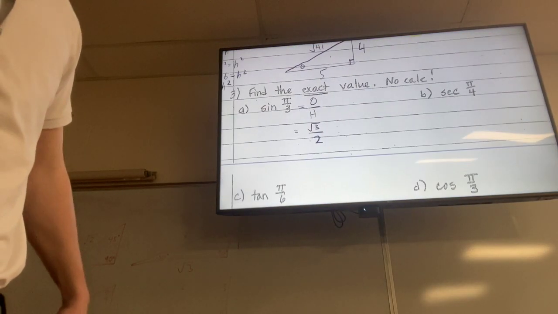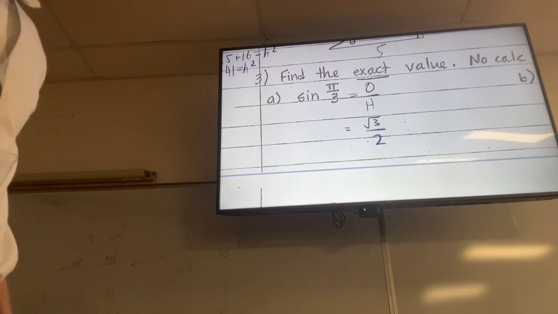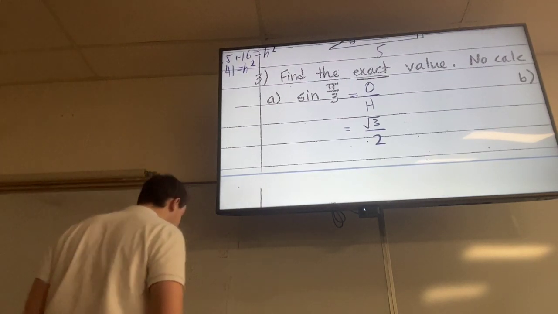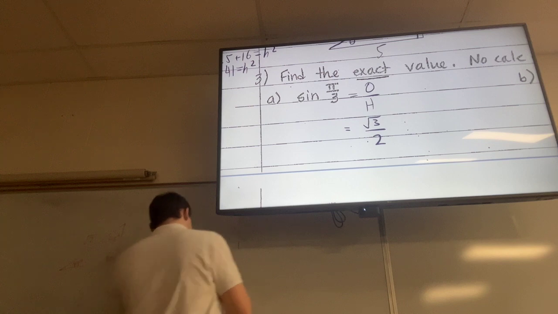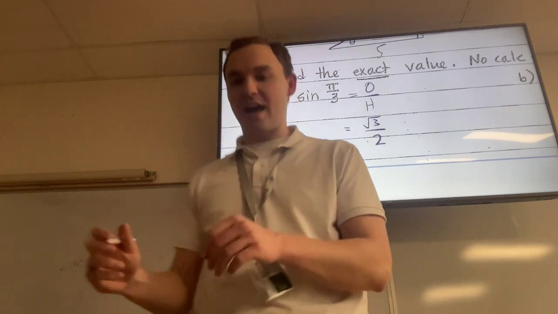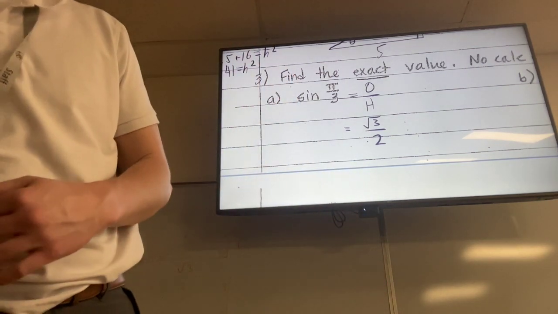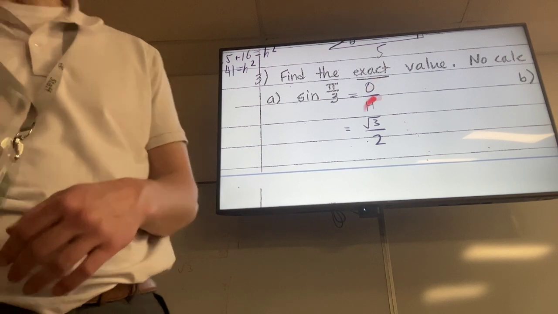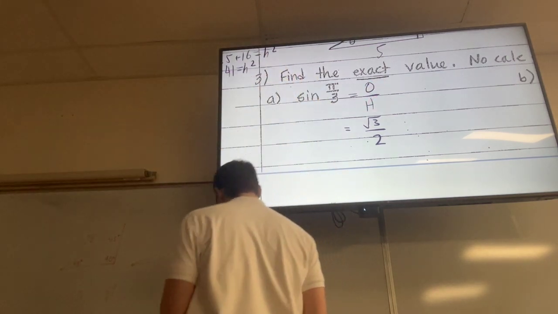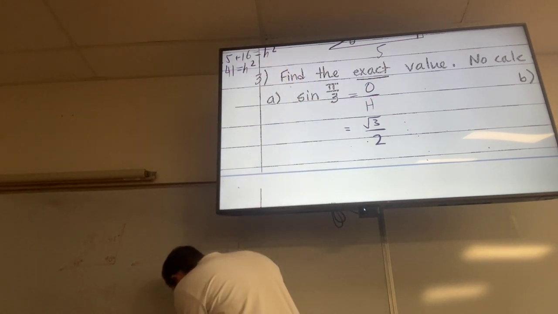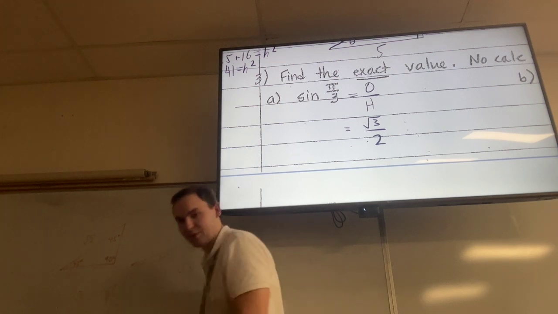All right, so sine of pi over 3. Okay, so look at your triangles. Sine is what? It's opposite over hypotenuse, so the length of the side opposite the angle over the length of the hypotenuse of the whole triangle. Side opposite is root 3. Hypotenuse is 2, so it's root 3 over 2.